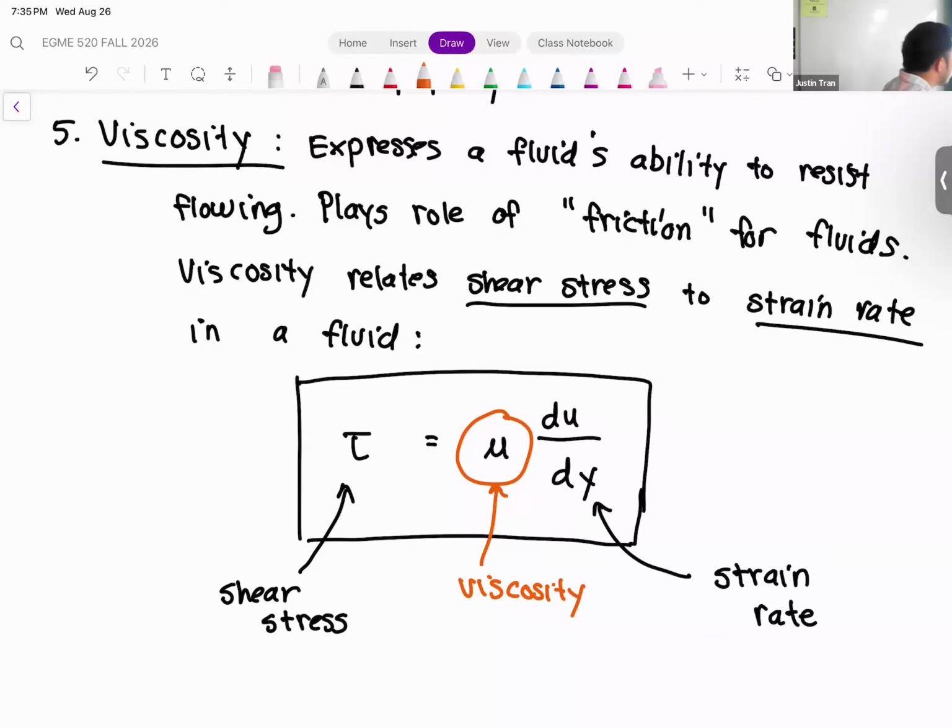So you can see from this equation that the viscosity forms the mathematical relationship between these two quantities. The shear stress is equal to the viscosity times the strain rate. You can almost think of it as a scaling constant in between those two properties. So let's give this a bit more context. We're going to get more into the strain rate probably later today once we start talking about fluid kinematics.